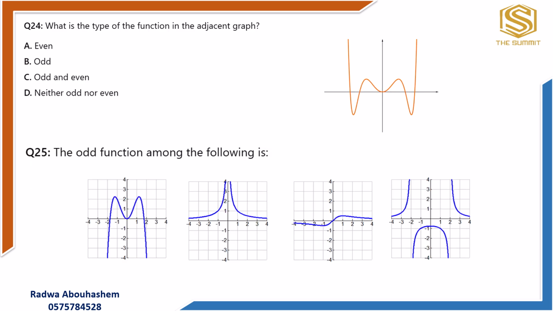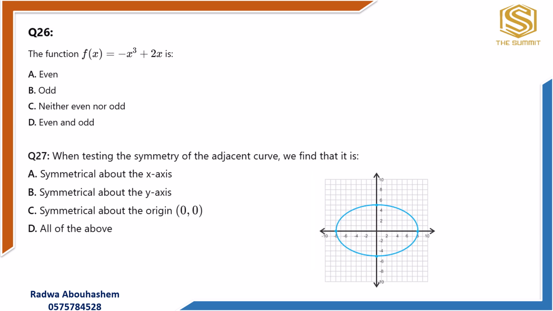So what is the type of the function in the adjacent graph? We have a graph, so I'm going to check if it's x-axis symmetry, y-axis symmetry or origin symmetry. As you see here, the y-axis is dividing my graph into two equal parts, so it's even. The odd function among the following: odd function means I'm searching for something changing direction around the origin point. Okay, here, y-axis, still y-axis. Here also it's y-axis. And here we have the origin point. It divides my graph into two equal parts, and there is a change in direction. So this one.